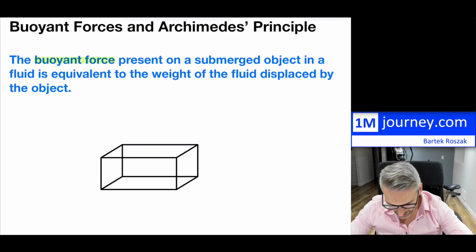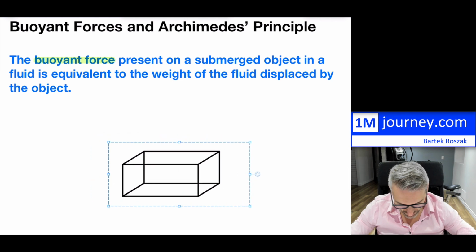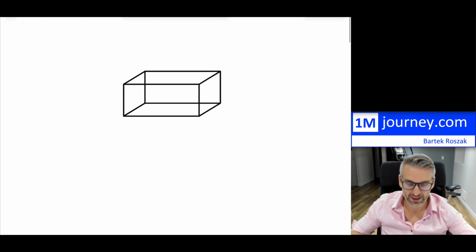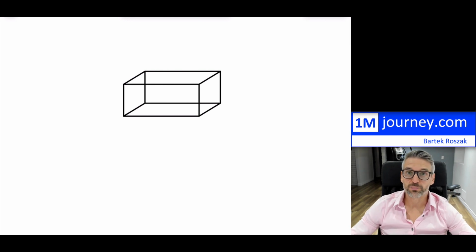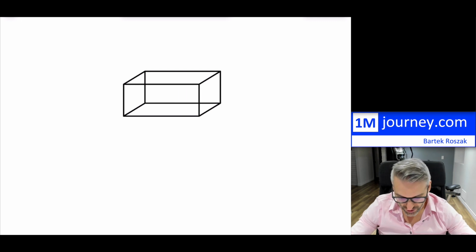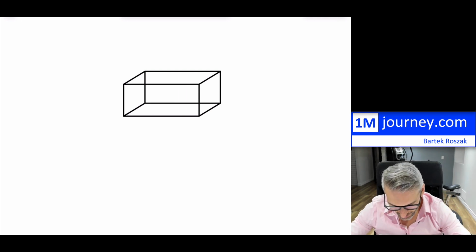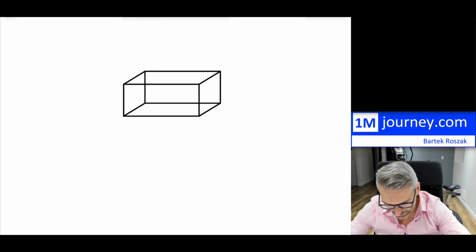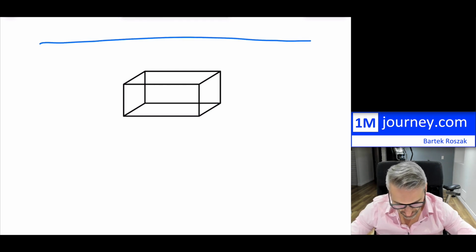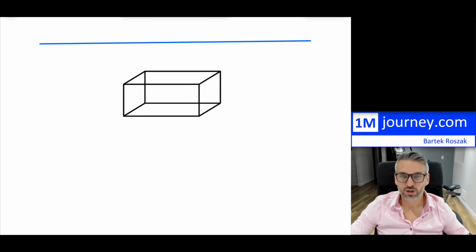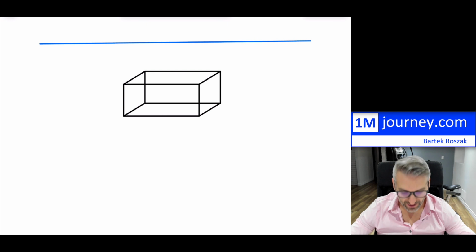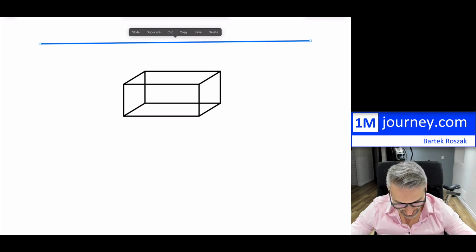If you take any object, it's much easier to describe it in terms of a rectangular prism as we have here, but this doesn't have to be a rectangular prism. It can be any object. And you start to submerge it in a fluid. So let's imagine that we have a fluid. Again, it doesn't have to be water, but it could be. So let's say we have submerged it in a fluid. This is the top of the fluid, and then this object has gotten submerged. So that's what we have in there.